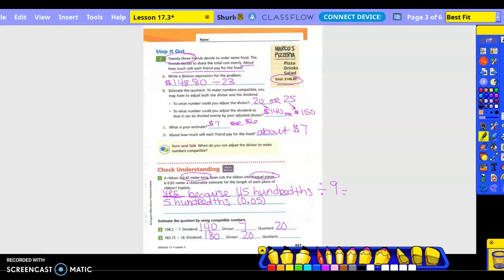So what am I going to do? Basically, I can knock off zeros because there's one on the divisor and one on the dividend, right? So all I'm doing is 18 divided by 2, which would be 9.